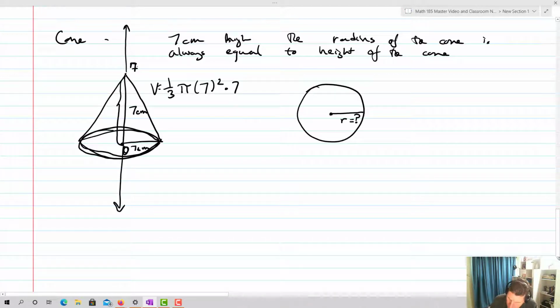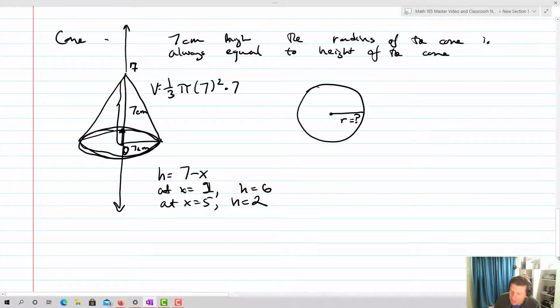As I move up the x-axis, my height, h, is going to end up equaling 7 minus x. So when I'm at x equals 1, the height equals 6, because it's 7 minus 1, which equals 6. Or at x equals 5, the height ends up equaling 2. And that's what my radius is also going to equal. So my radius is going to equal 2 there too. My radius will equal 6 right here as well. So if the height is 7 minus x, that's also going to end up being the radius.